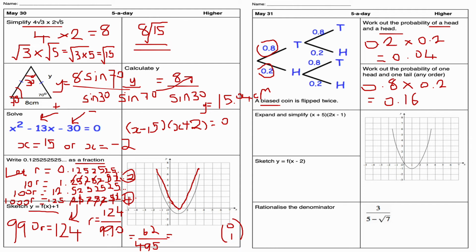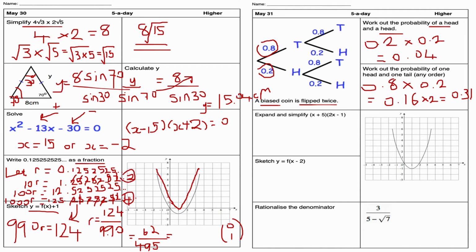But I can have heads then tails. That's 0.2 times 0.8, which is also 0.16. So I'm going to double my answer, which is 0.32. Make sure that you are happy with that, and make sure that you are always answering the question on tree diagrams. Make sure that you read the question carefully.